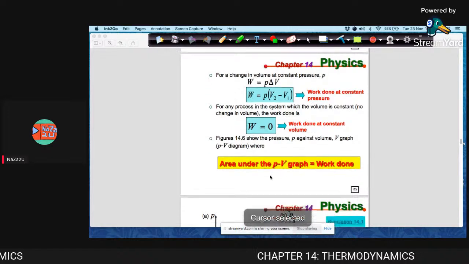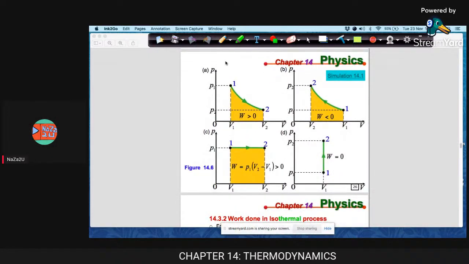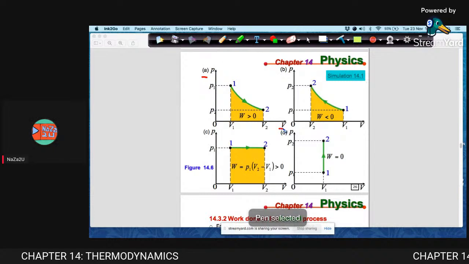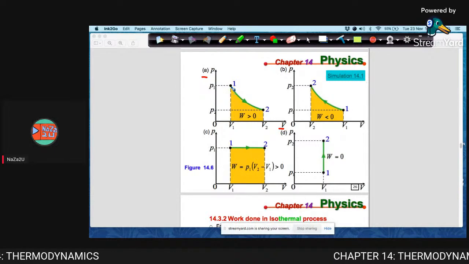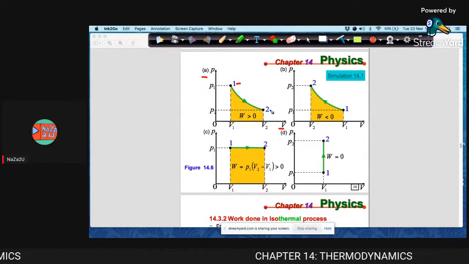Okay. So this is the graph. If you look at the graph P versus V, so now we have from 1 to 2.